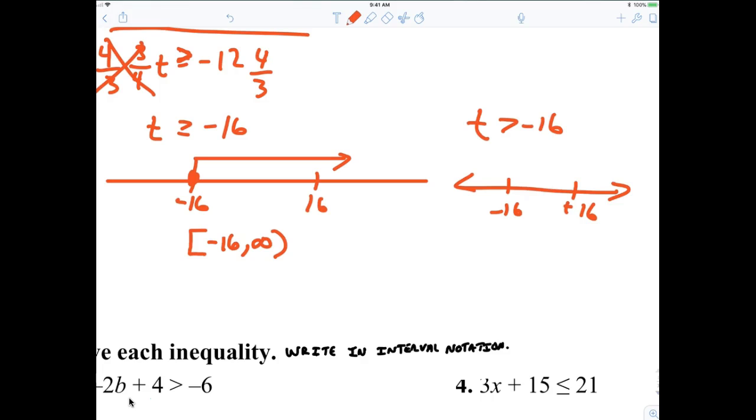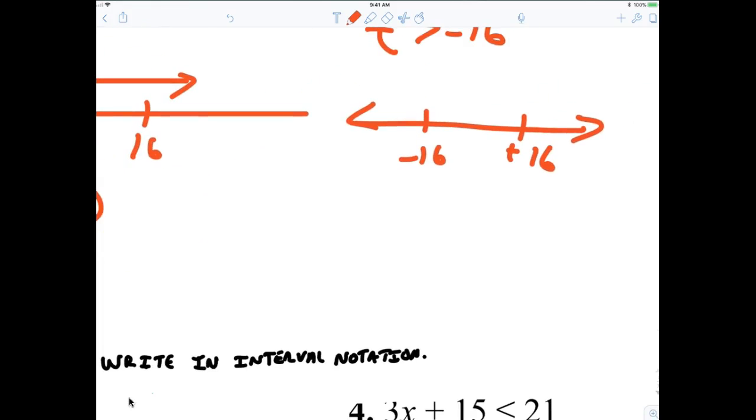Oh, no. There's this number right here. There is no first number greater than negative 16, right? Because we could be what? Negative 15.9. Negative 15.99. Negative 15.9999. Everybody see what I'm saying? There is no first number greater than negative 16.